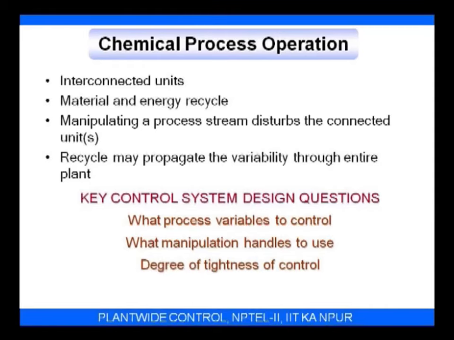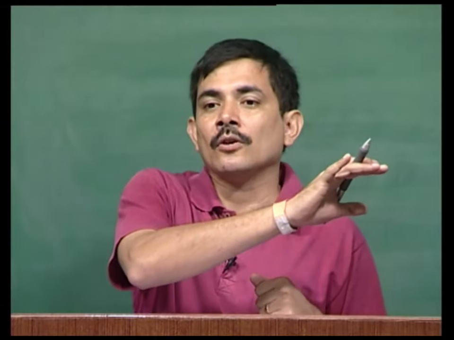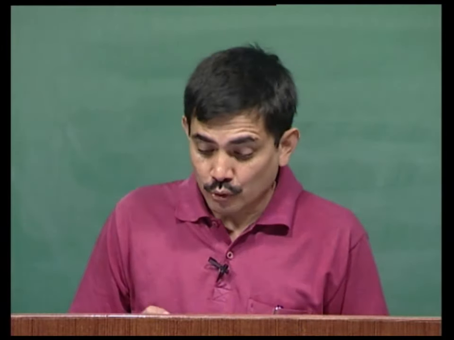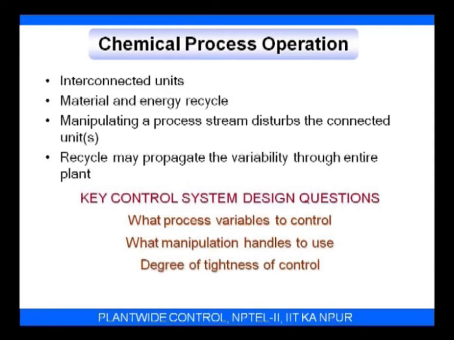Going back to the same reactor example, I was using the reactor effluent flow to control the reactor level. I could have used the inlet flow to the reactor also to control the level. So, what manipulation handles to use and what should be the degree of tightness of control? These are key control system design questions, which hopefully once you have gone through the course, you should be able to do regardless of how complex the plant looks at first sight.